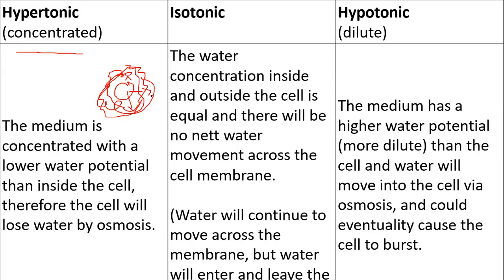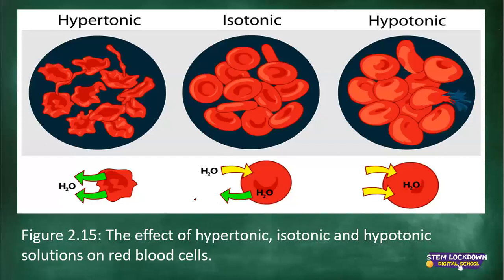But in isotonic, the concentration inside and outside the cell are equal. That is why it will be like this. The constant moving is actually happening, but there's no net loss or net gain. What goes in is the same content that comes out. So the concentrations are the same, both in the medium and inside the cell.